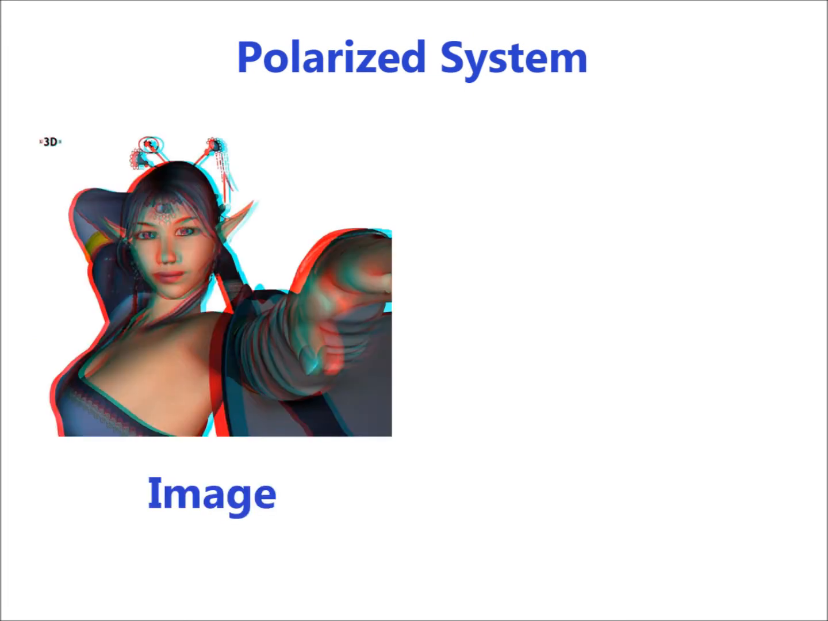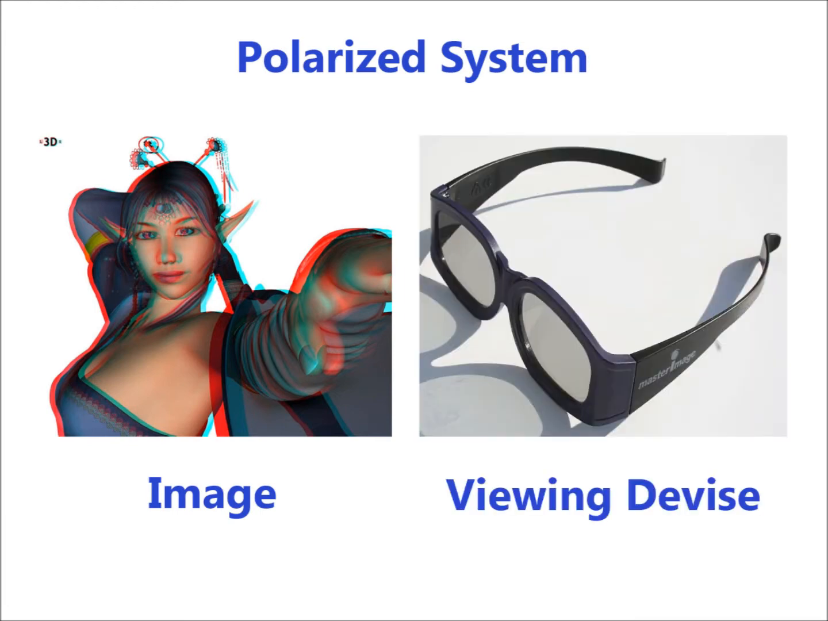Polarized systems use light. They emit two versions of the image, one polarized horizontally and one vertically. One lens of the glasses receives the horizontal image, and the other lens collects the vertical image, creating a 3D image. This system is most commonly seen today.